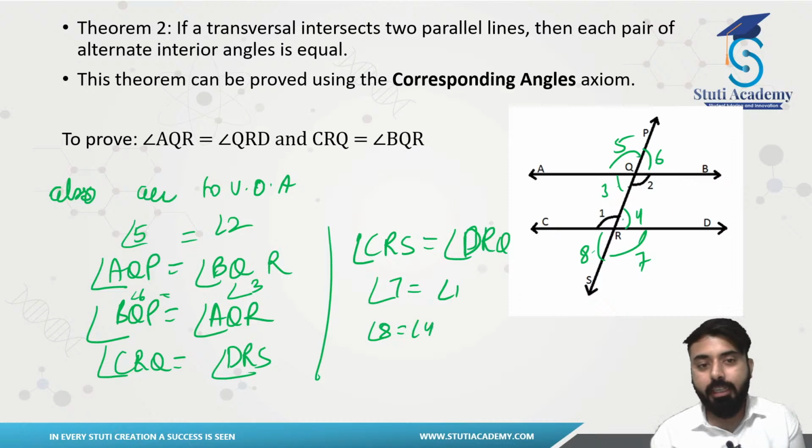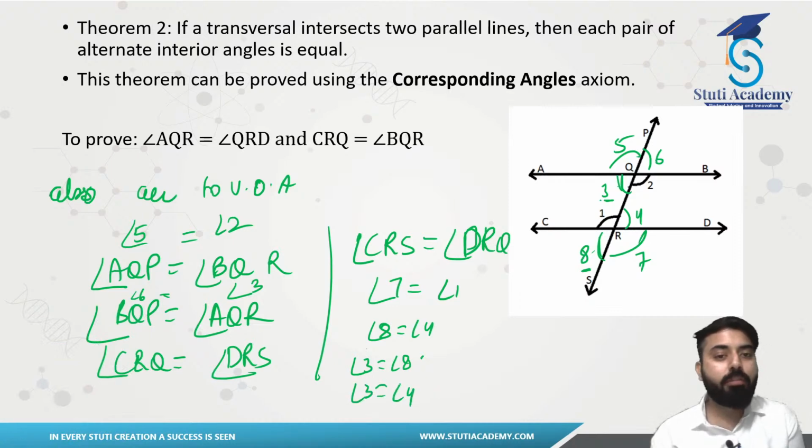So you guys see, I know also angle 3 will be same as angle 8 because they are corresponding angles, right? So that means if angle 3 is same as 8, then angle 3 will be equal to angle 4. That means this angle turns out to be equal to that one, right? So this is the first case.